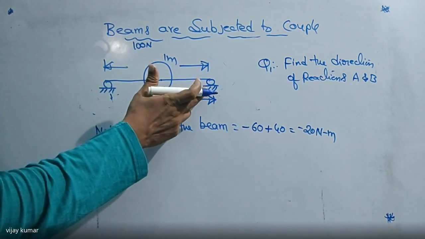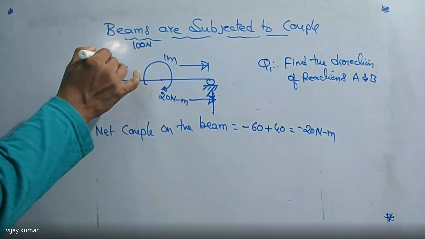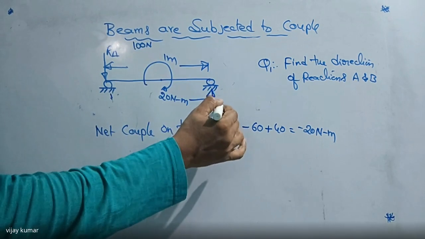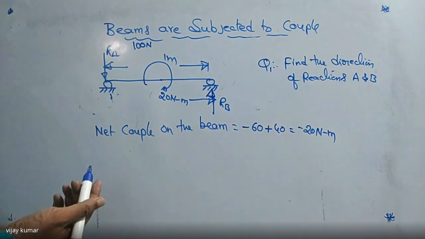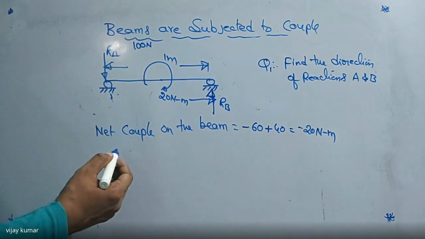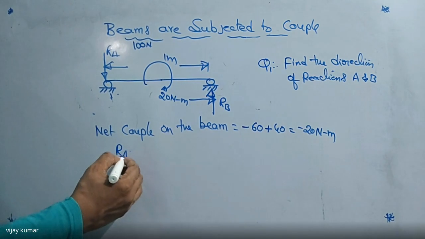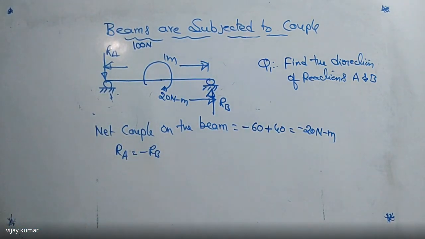Then what is the direction of reaction at the support here? That is in upward direction. This is in downward direction. So this is RA and this is RB. So RB is in upward direction, RA in downward direction. If you want to find the magnitude of RA and RB, then simply we can write like this. RA must be equal to how much? Minus RB. Or we can write RB is equal to minus RA, whatever you want.